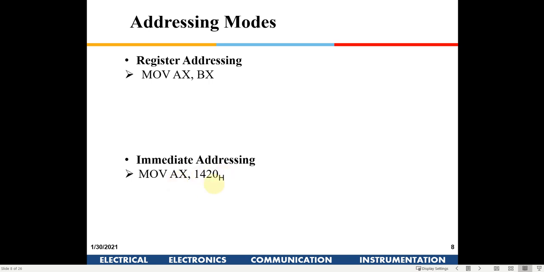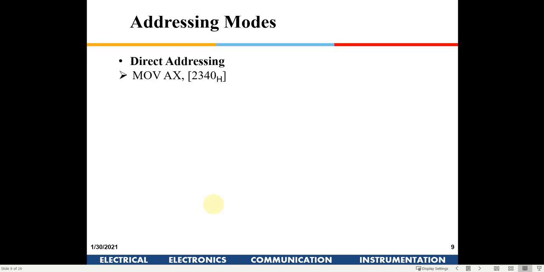Because we are not referring to any register, the data itself is directly specified in the instruction. That is known as immediate addressing, right? Then there is direct addressing, where a square bracket is put. It doesn't mean that 2340 will be written into AX. Whenever we write a square bracket, it means the address corresponding to the number inside the square bracket, so the memory location.